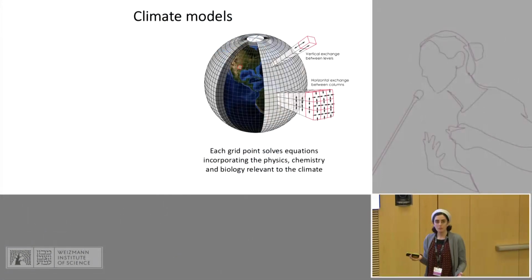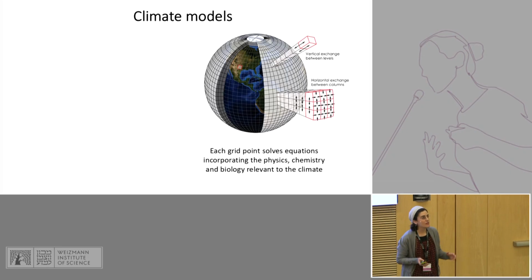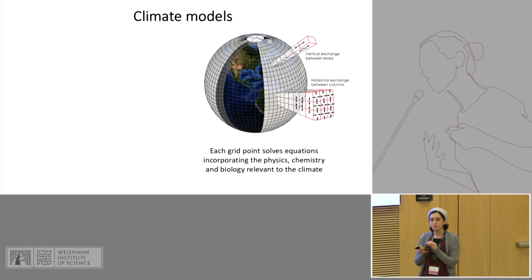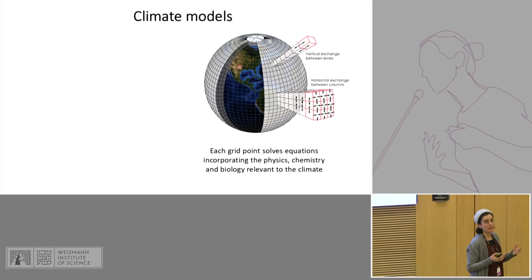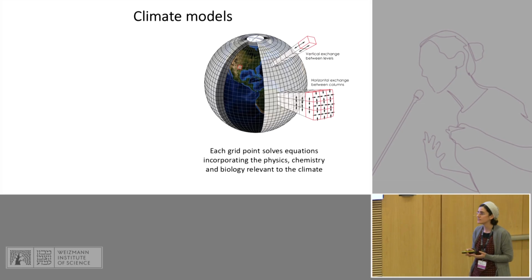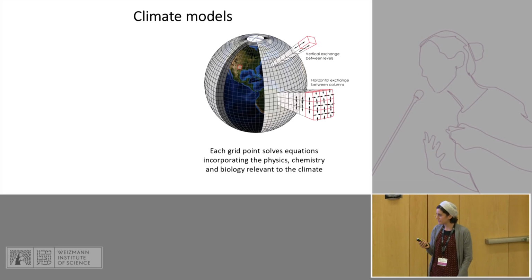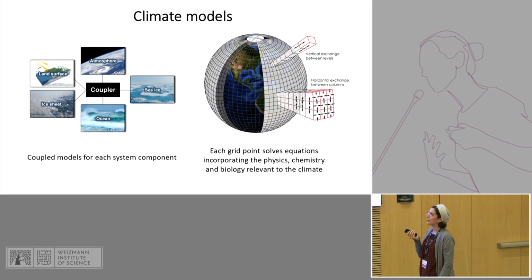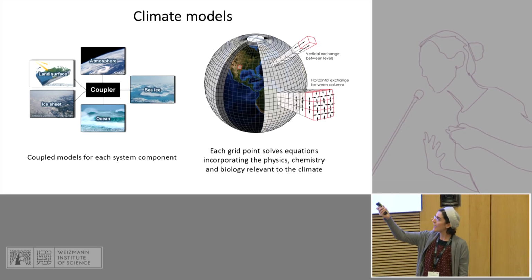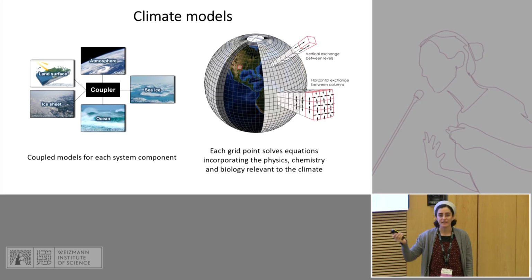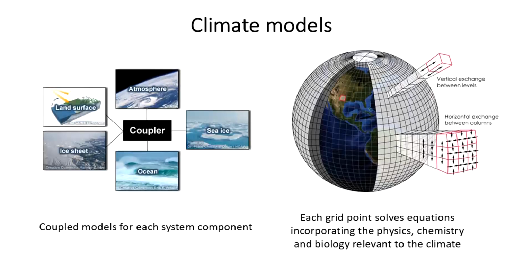How do we do that? We use climate models. These models divide the world into many, many small boxes. And in each box, they solve equations that include all the physics, the chemistry, and the biology that has to do with climate. We have such a model for each part of the climate system. So a model for the atmosphere, the ice, the land, and the ocean. And all these models are coupled together.